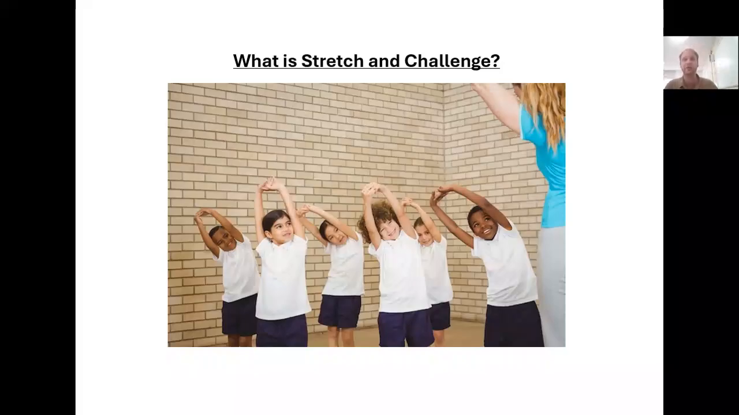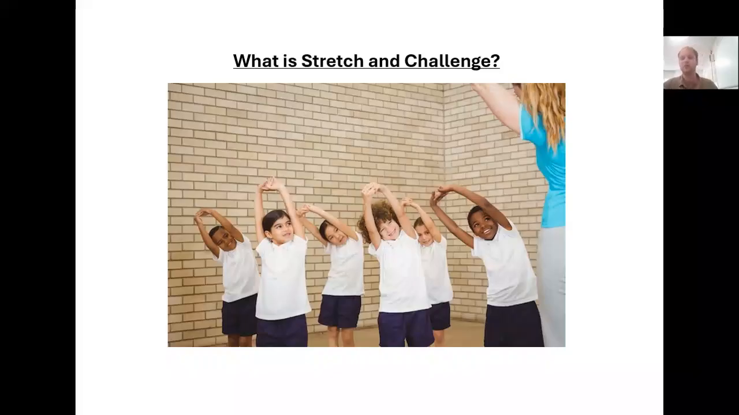Stretch and challenge models are made with the belief that students will always benefit from being stretched intellectually. Whether they're just going with the flow, so to speak, stretch and challenge is a way of shaking that up a little bit. Strategies for stretch and challenge could be imbued in the very expectations teachers set, but also in the specific tasks that they give their students.